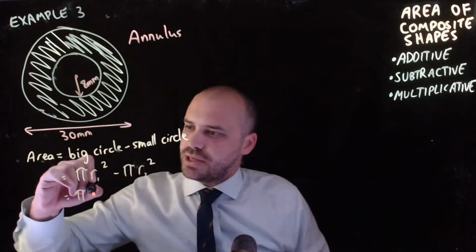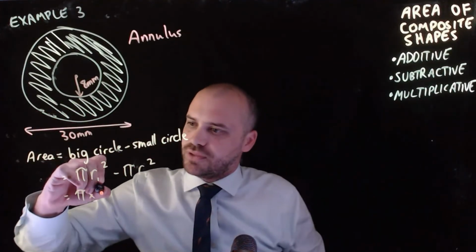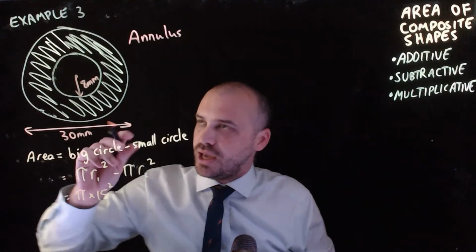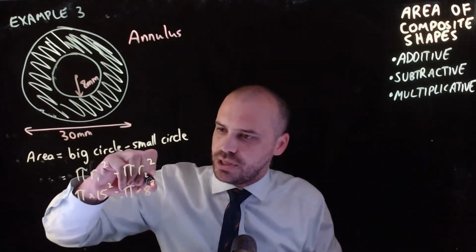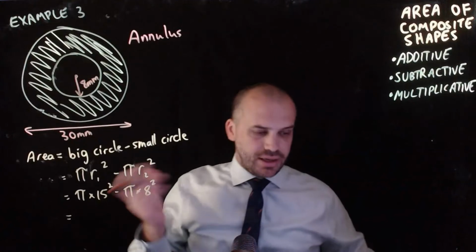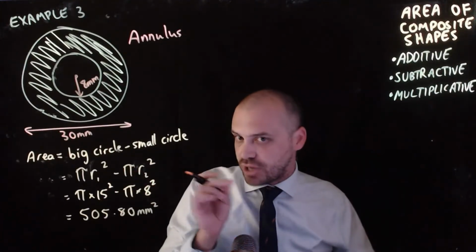So obviously, again, be careful here. The radius of the big circle is half of that, which is 15. And the radius of the small circle is exactly what was pictured. So a bit of a mixture there. And then numbers, answer. All right, looks pretty good. That's the additives and subtractives out of the way.